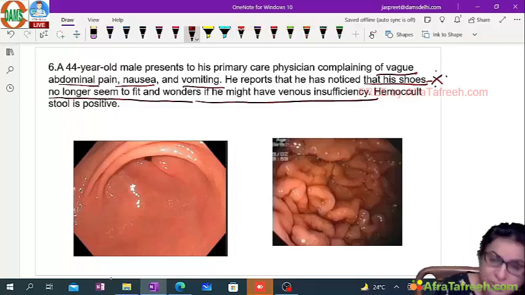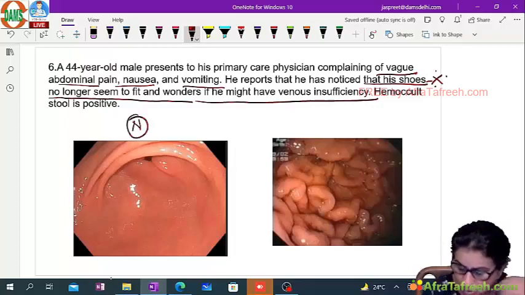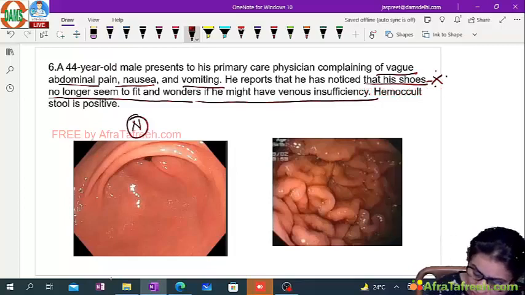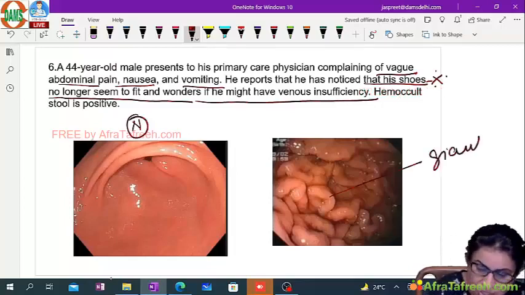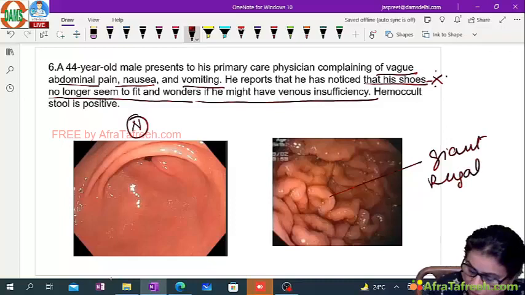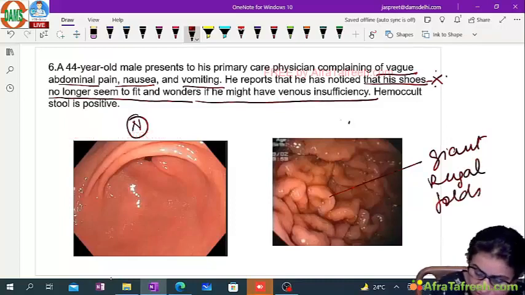So now this is the picture. This is normal gastric mucosa as seen by endoscopy, and now these are giant rugal folds. Giant rugal folds. So this is the picture of Menetrier disease.